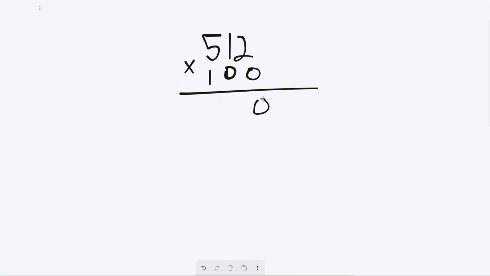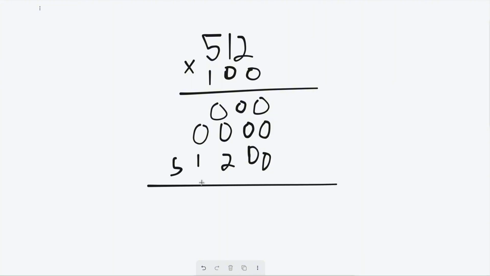0 times 2, 0. 0 times 1, 0. 0 times 5, 0. Next layer is in the tens digits, so that is 0. 0 times 2, 0. 0 times 1, 0. 0 times 5, 0. Next layer is in the hundreds digit, so put 2 zeros to start us off. 1 times 2 is 2. 1 times 1 is 1. 1 times 5 is 5. We add it up, we'll get 51,200.